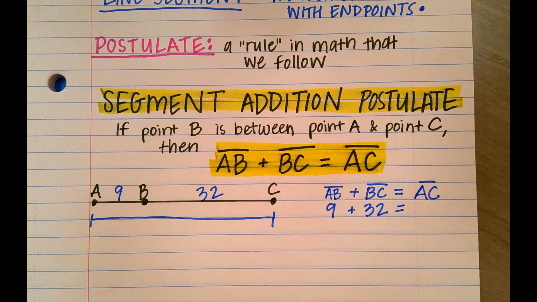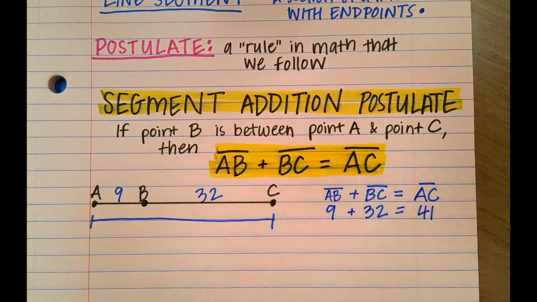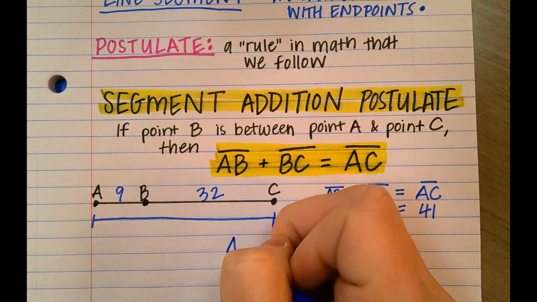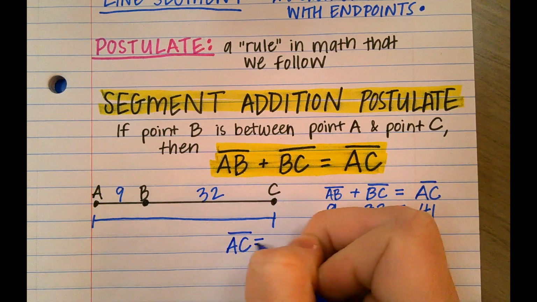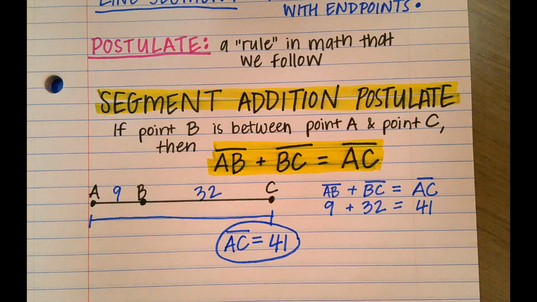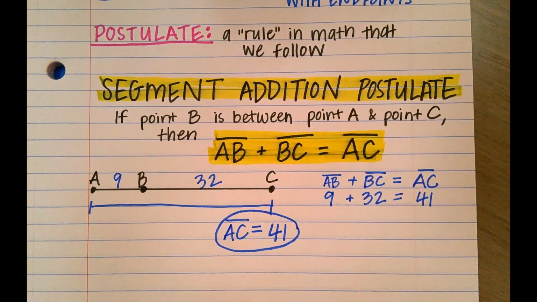So 9 plus 32 is what? 41. Good. So in this problem, if the question was, what is the length of AC? AC equals 41. Makes sense. Okay.